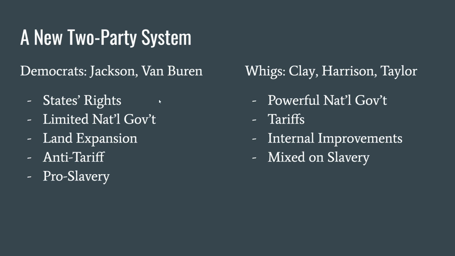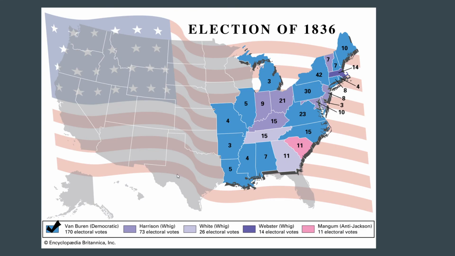They want a stronger national government. They want tariffs, internal improvements. But here's going to be their downfall. They're mixed on slavery, and that will eventually break them apart, which is why we don't have a Whig party. But all of this up here will later just be taken on by Republicans. So, still the same division.